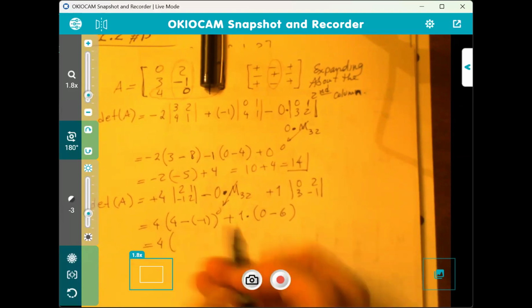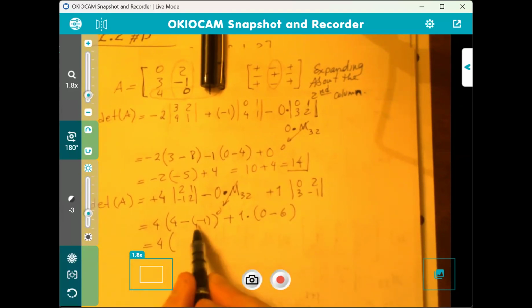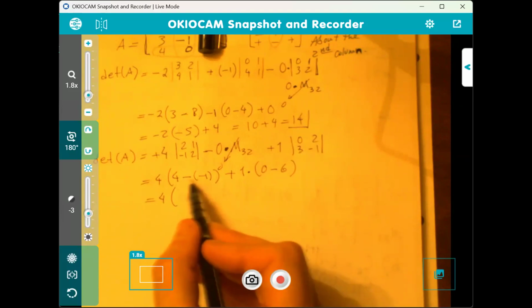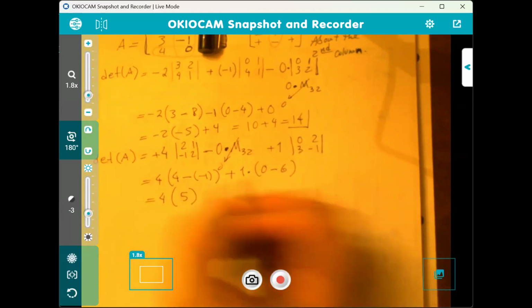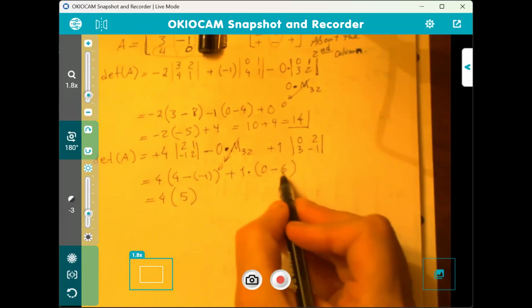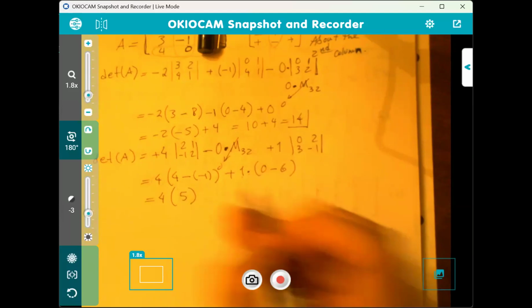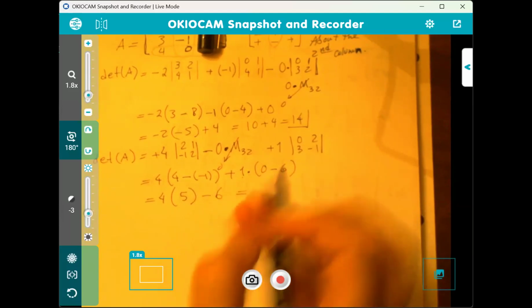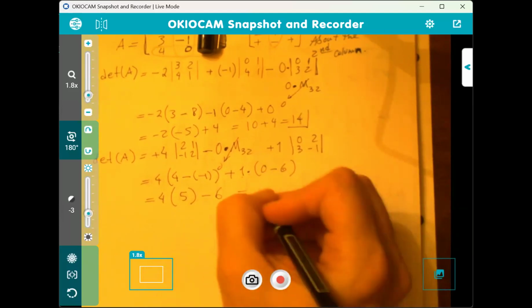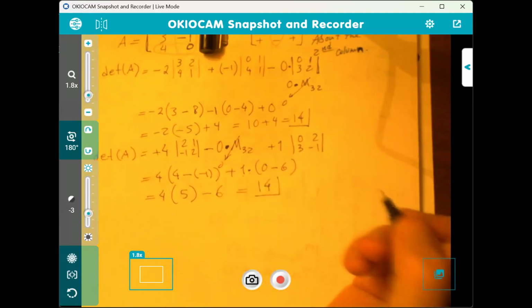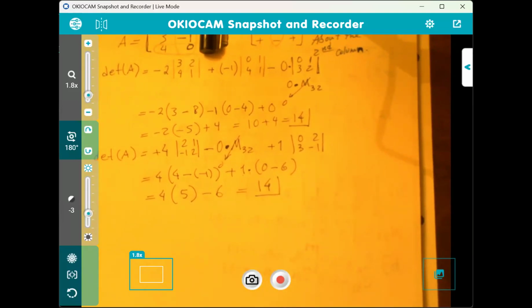So I have 4 times... Double negative on 1 makes positive. That's 4 plus 1, 5. 1 times 0 minus 6 is negative 6. Negative 6 times 1 is negative 6. So I have 20 minus 6, and lo and behold, you see that?